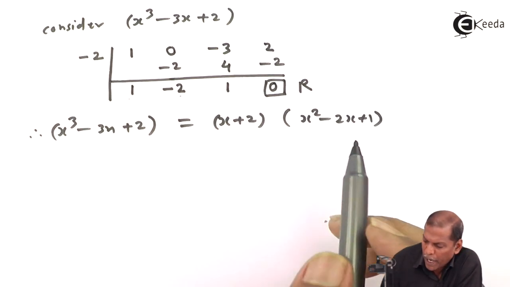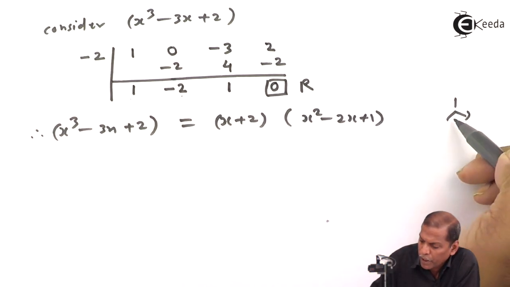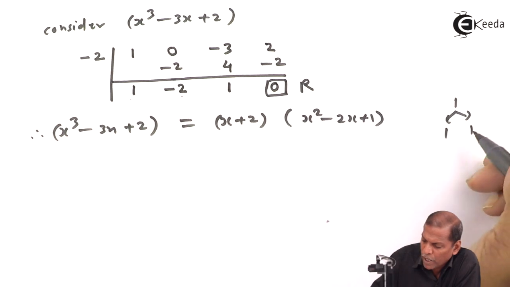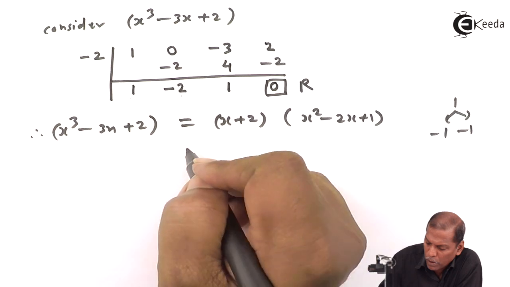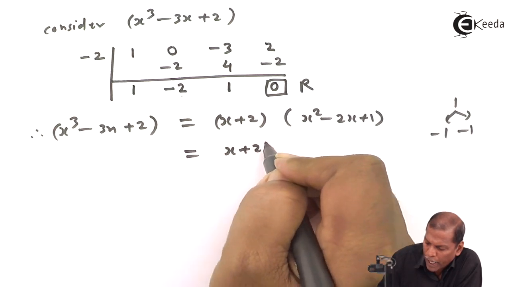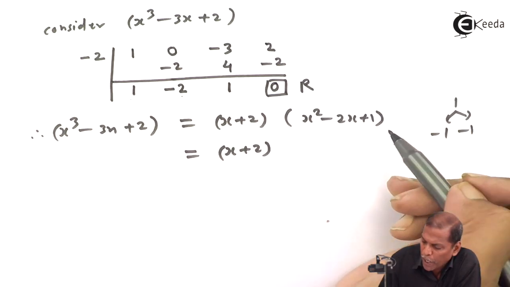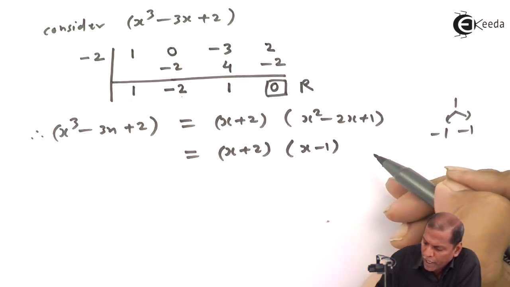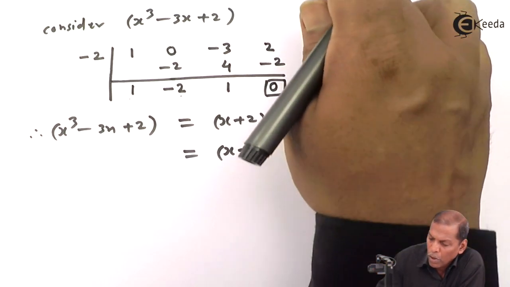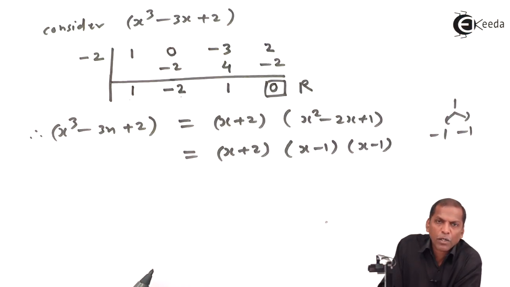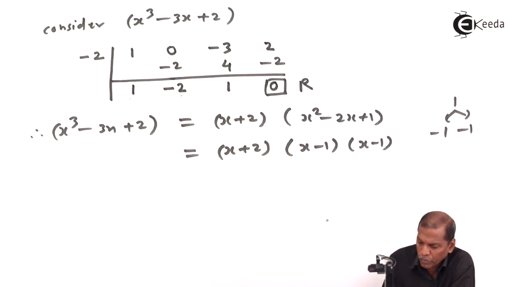Now here the second bracket is a quadratic expression with last term 1, which can be factorized as 1 into 1, with minus minus, so that we get minus 2 in the middle. So it is equal to x plus 2 as it is, and for x square minus 2x plus 1 we write two more brackets, that is x minus 1, x minus 1. So in this way we factorize the terms which are present in the numerator and denominator.